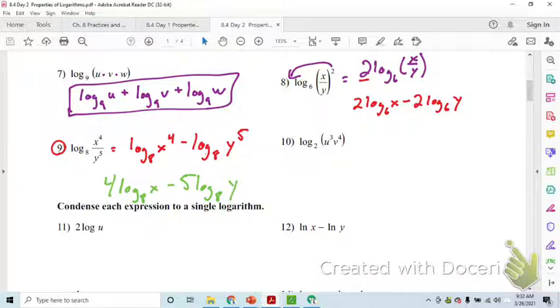Okay. 10, you can handle that one as well. Now, I'm also going to show you how to condense in the same assignment.